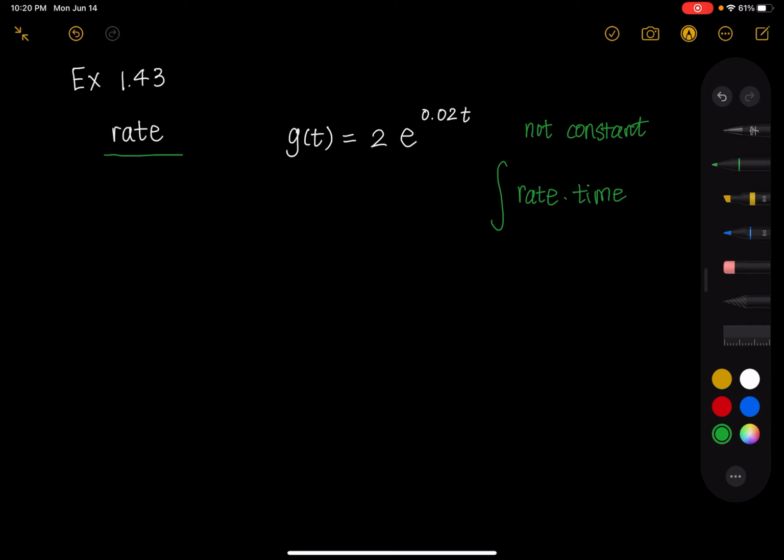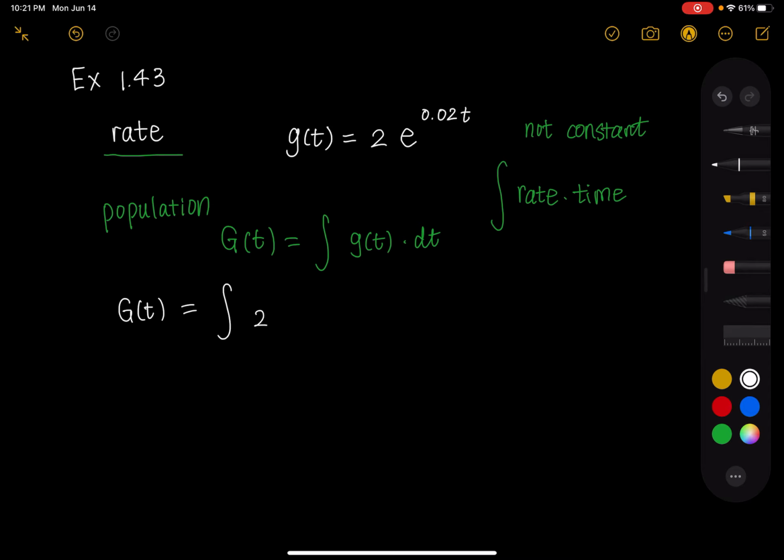So I will present it a little bit differently from the textbook. So the population, capital G of t, will equal the integral of the rate with respect to time. So what we will have is G of t equals the integral of 2 times e to the 0.02t dt.